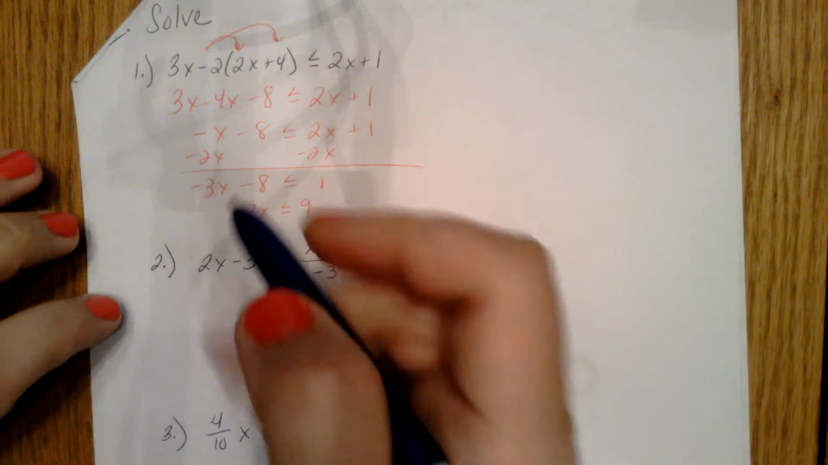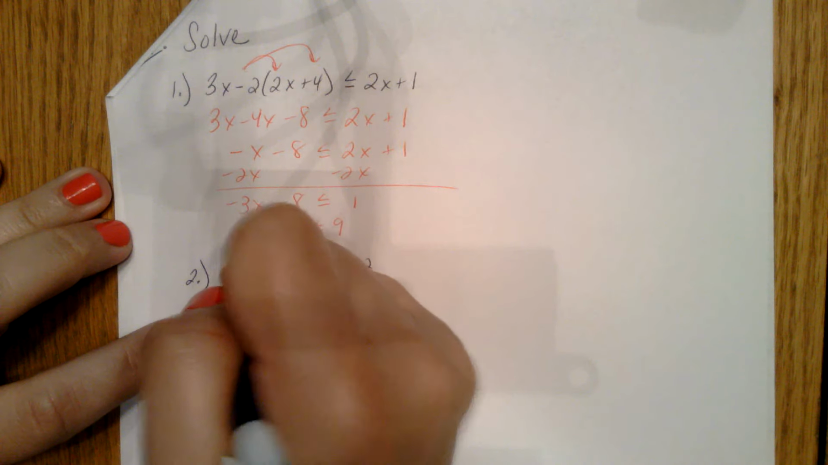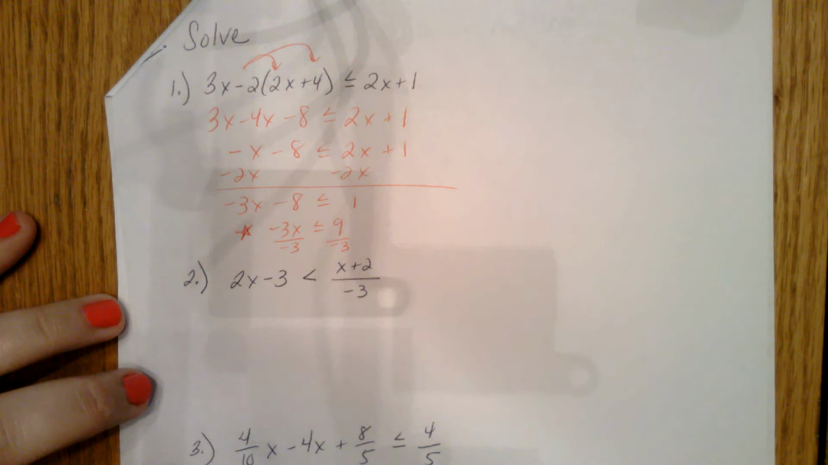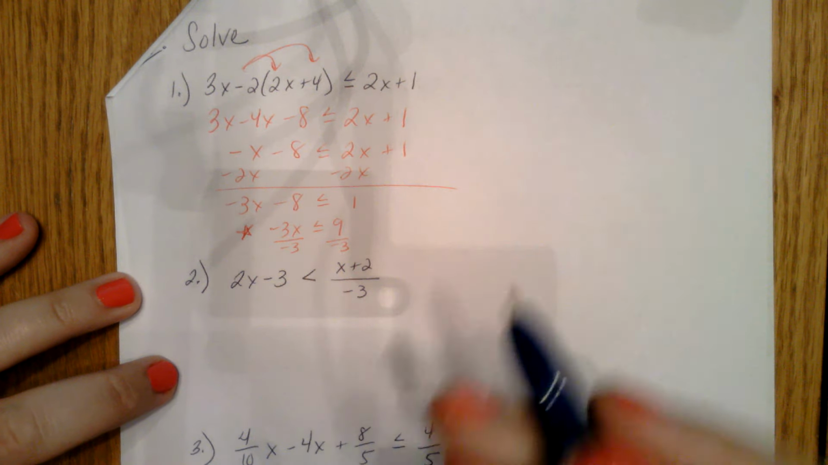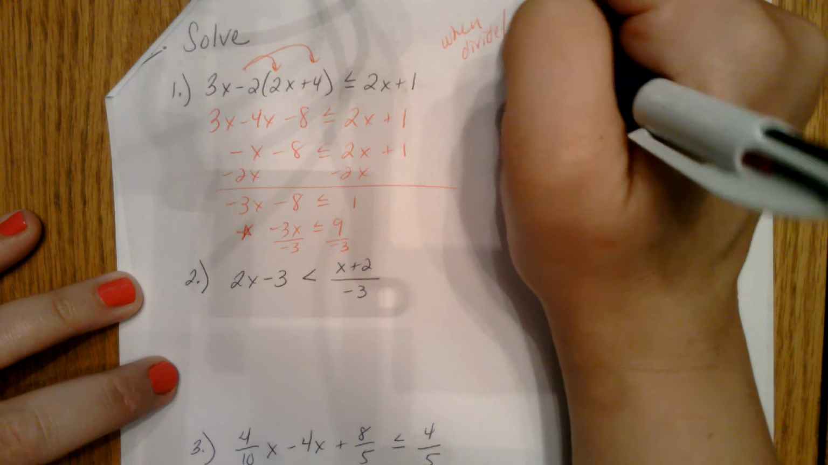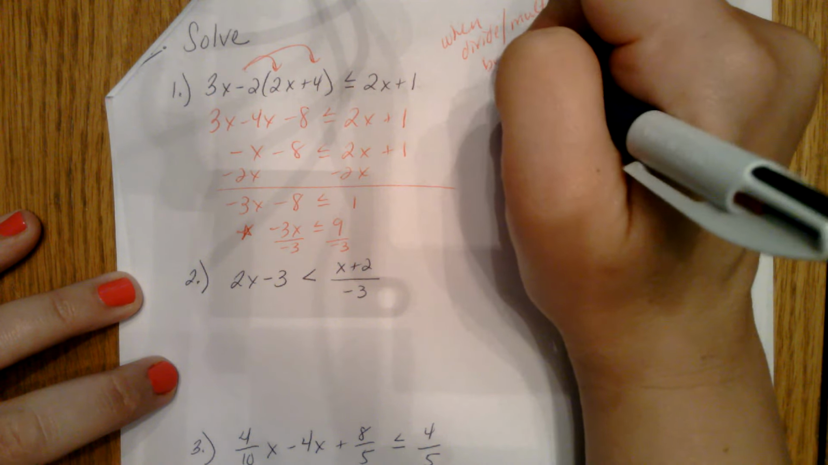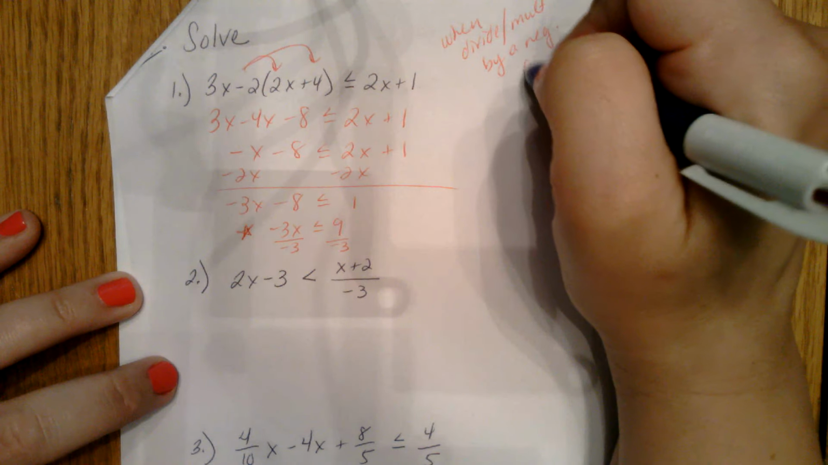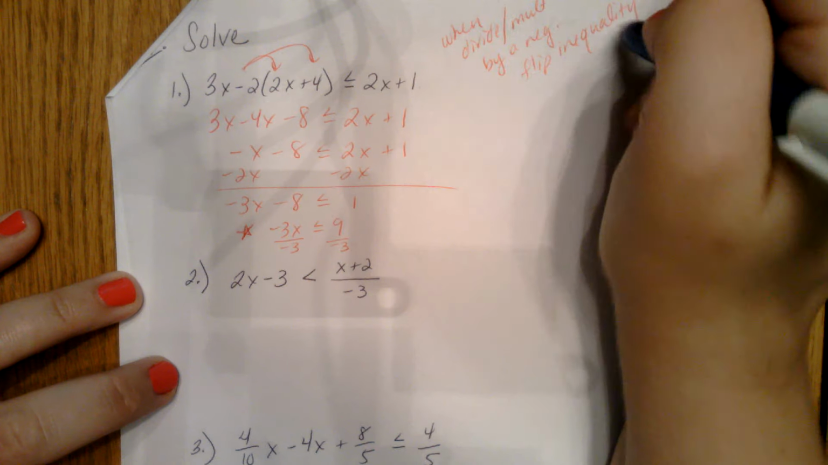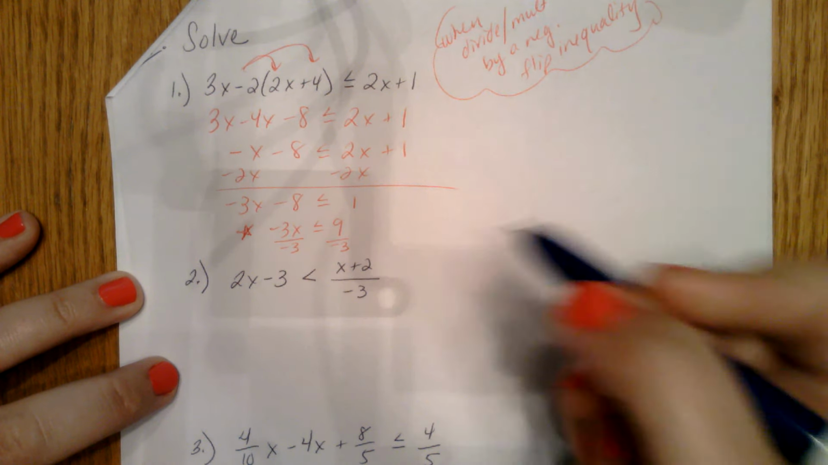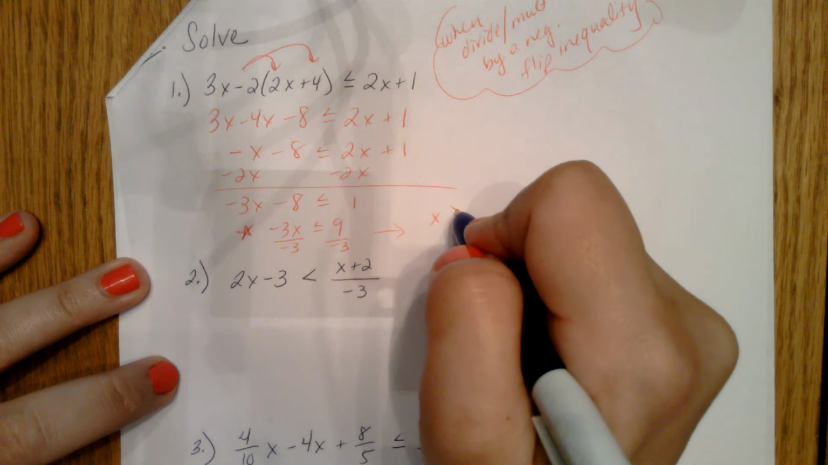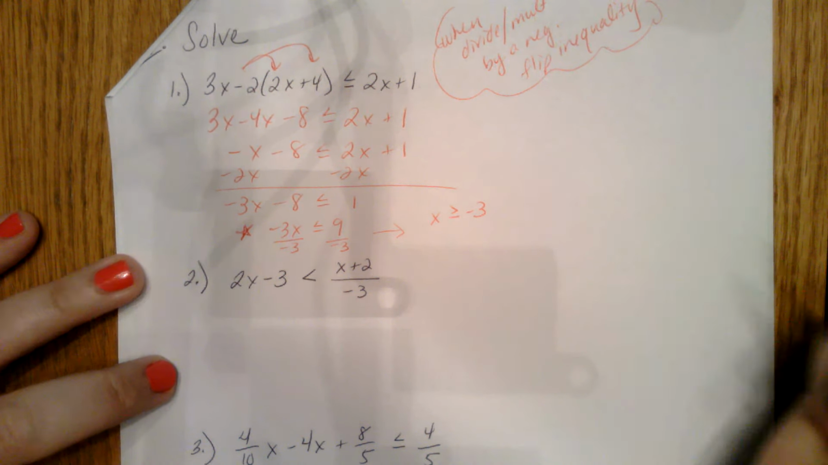9. Now, here's something important. That's why I brought it over here. When you divide or multiply by a negative, you have to flip the inequality. And if you don't remember that, just write it down. When you divide or multiply by a negative, flip the inequality. So this would now be x is greater than or equal to negative 3.